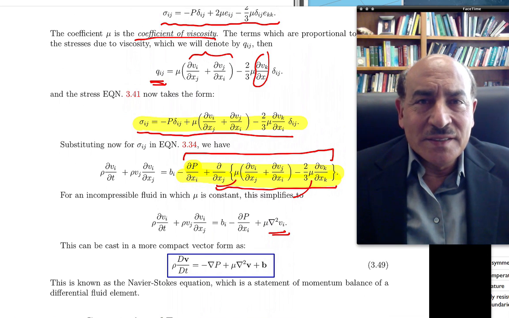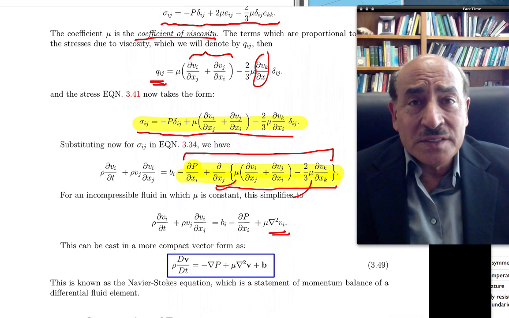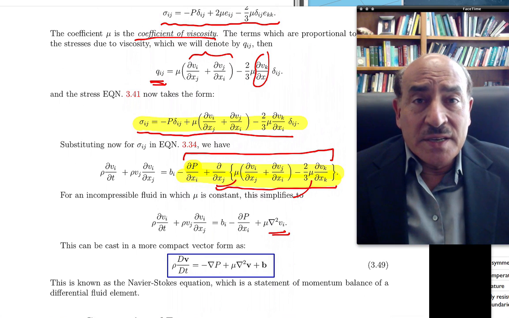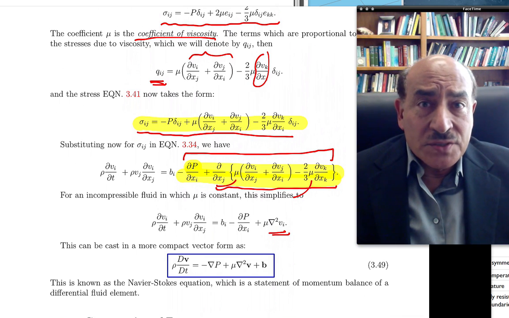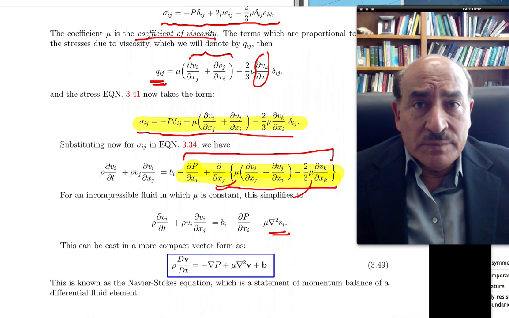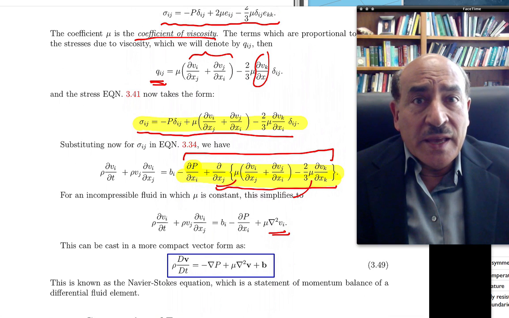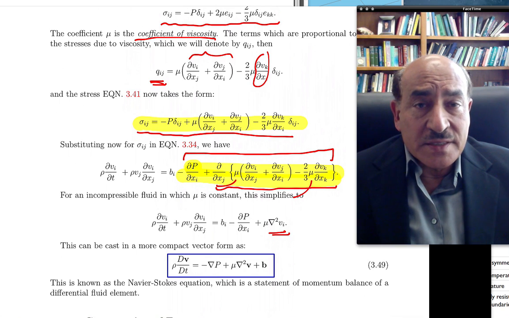Hello again. In the previous lecture, we discussed the Navier-Stokes equation, which is a balance equation for the linear momentum. So today what I will do is discuss the energy equation and the simplifications that we will have in applying it to material processing.